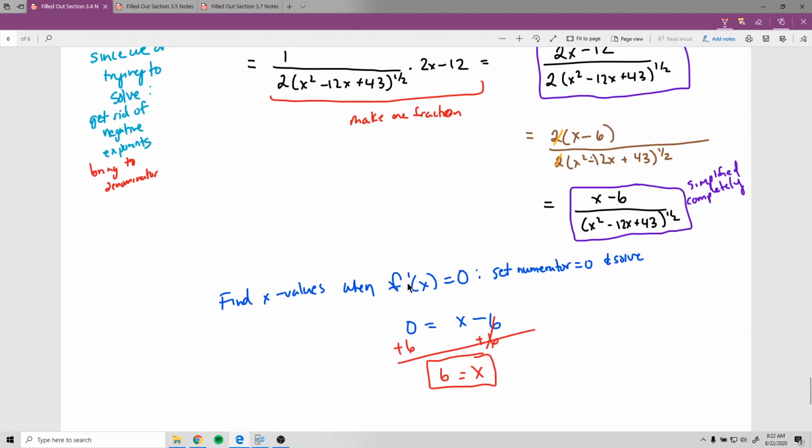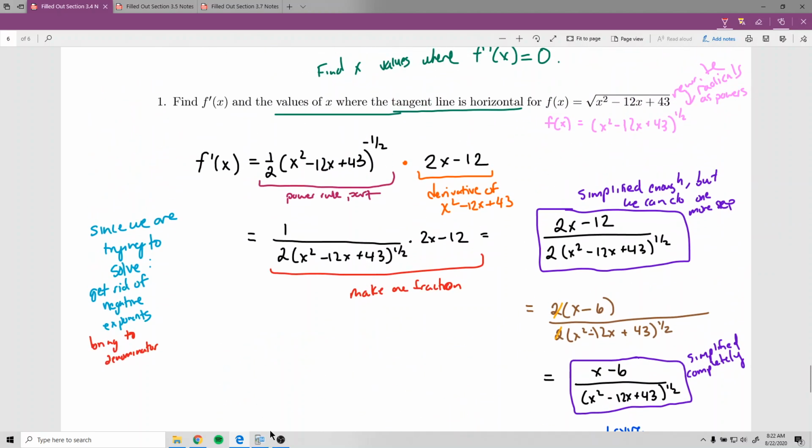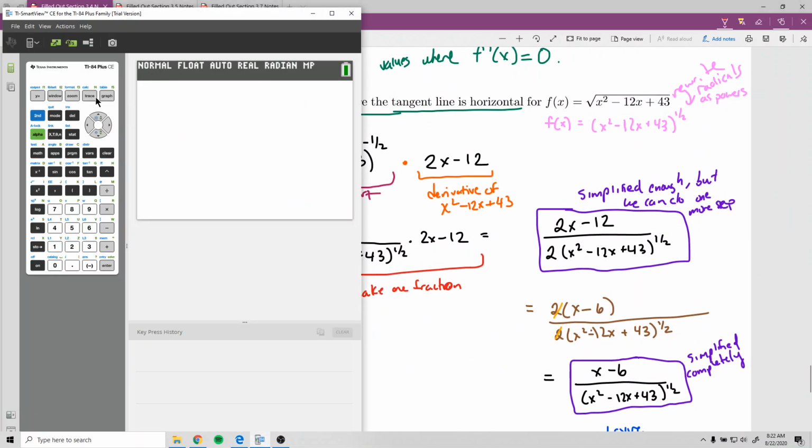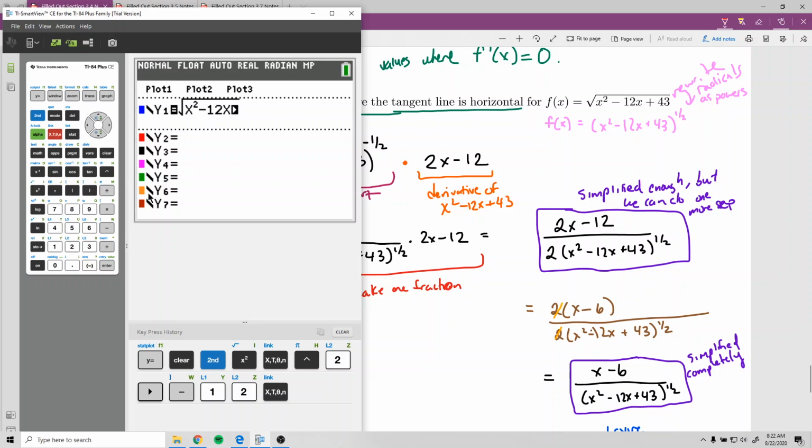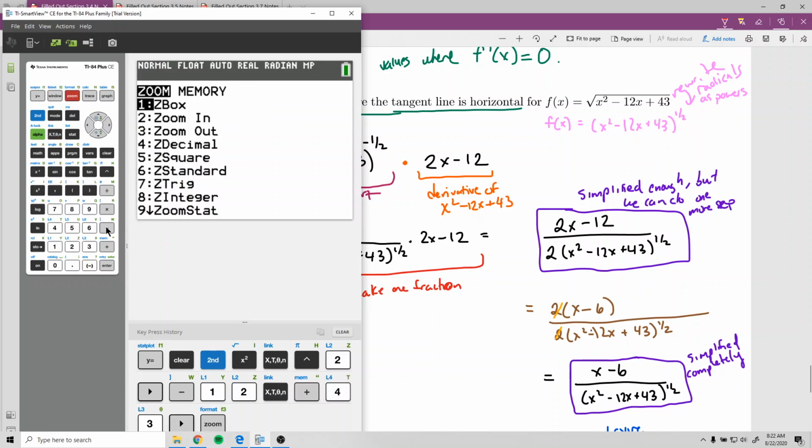And one thing I like to do with this one, since we actually found a value where this graph, the tangent line is horizontal, the slope is 0, what I like to do is just graph it and see, can we actually tell? Because this will be important as well. So what I will do is I'll graph the original function. I don't care about graphing the derivative because ultimately if we made a mistake there, then our answer is going to be wrong. So we want to graph the square root of x squared minus 12x plus 43. And I'm going to hit zoom in the standard window.